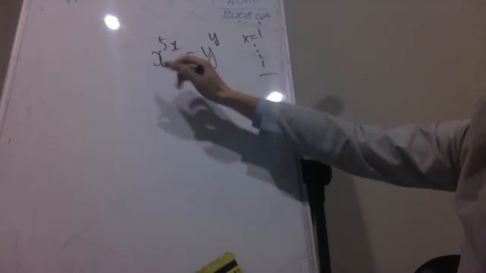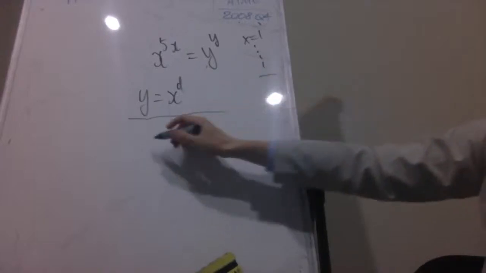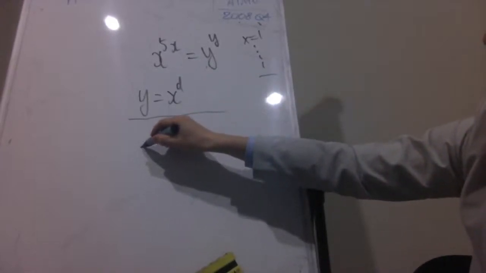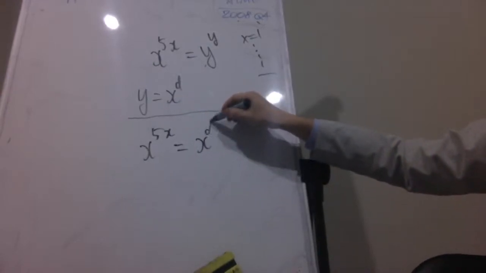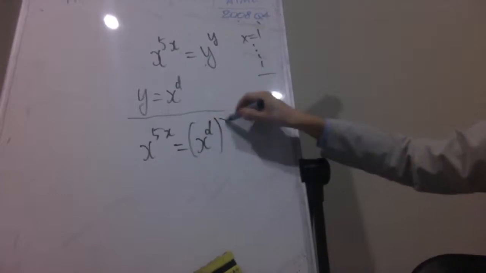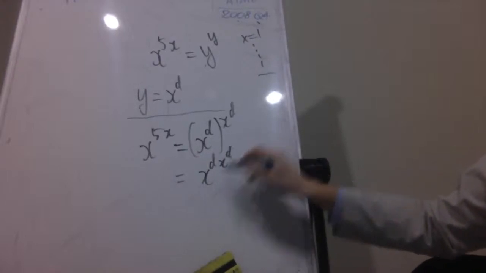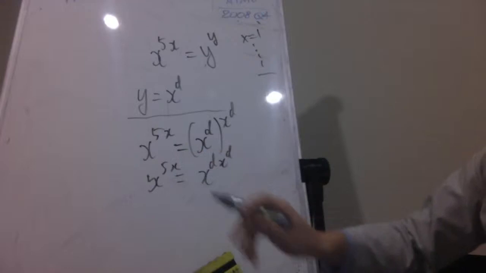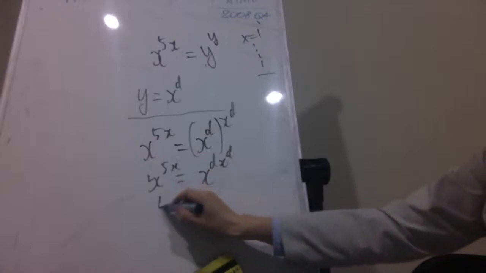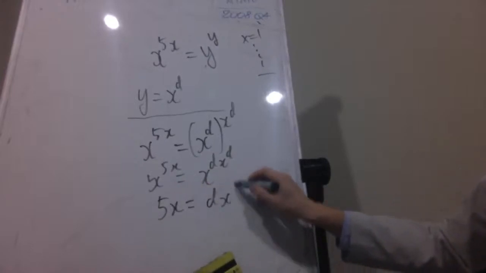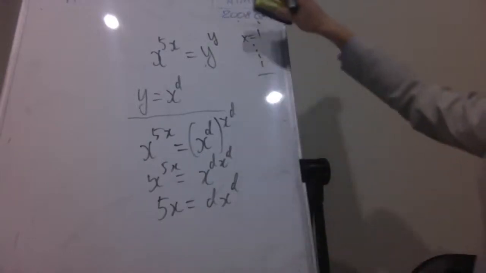And if you try that, if you let y equal x to the power of d, what do you get? You get x to the 5x equals x to the d to the power of x to the d, which is d times x to the d. Because the bases are the same, the powers have to be the same. So 5x equals d x^d.